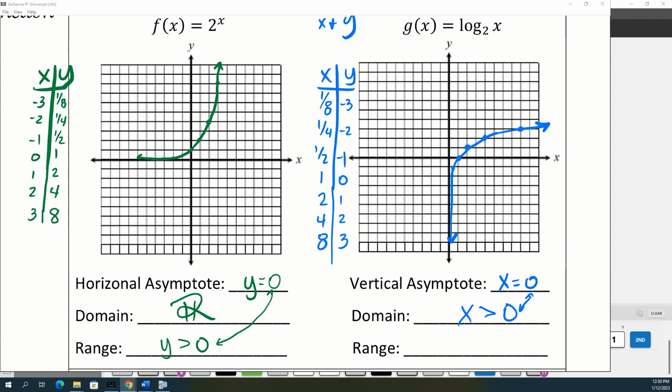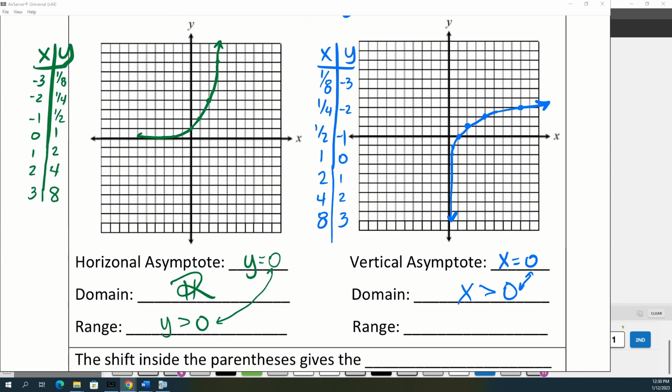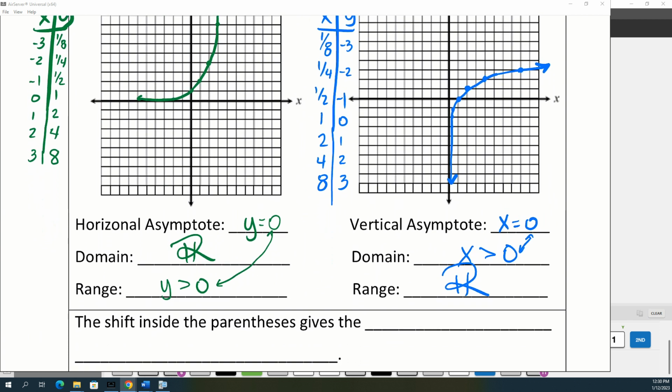And what do you guys think about the range? There's an arrow going down and an arrow going up. So the range is all real numbers. So the range on all of the logarithmic graphs is all real numbers.